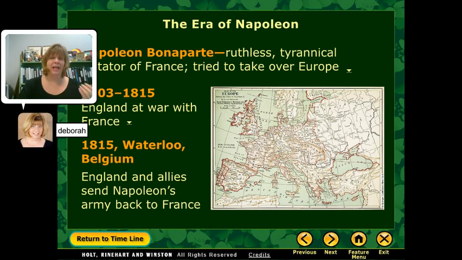And all of this ushered in the age of Napoleon, this dictator who was trying to take over most of Europe. So for a big chunk of the start of the 19th century, England was at war with France and really concerned that they would be invaded and taken over.